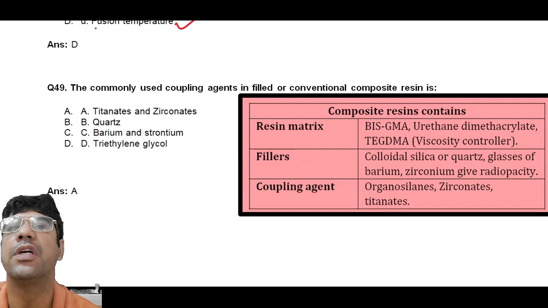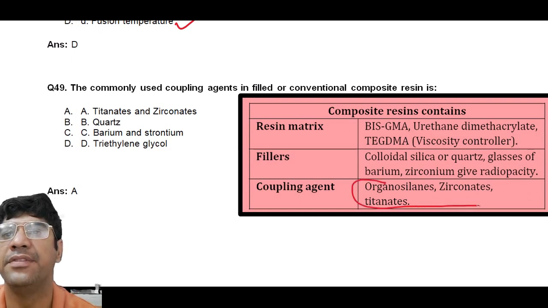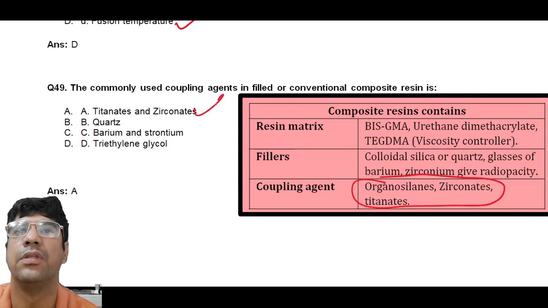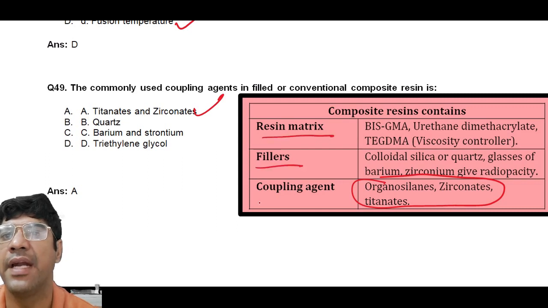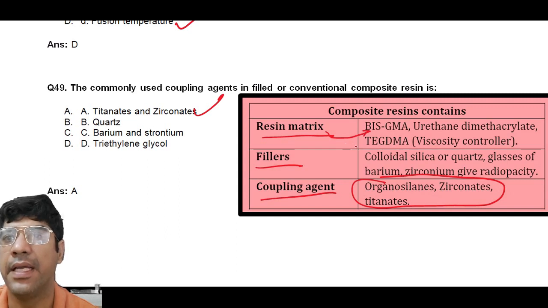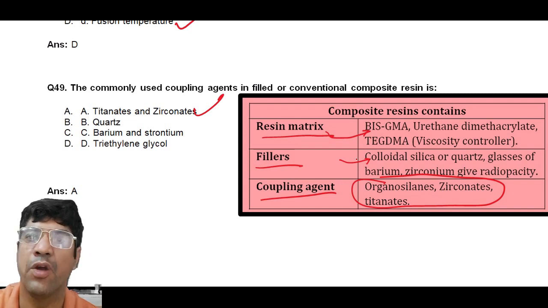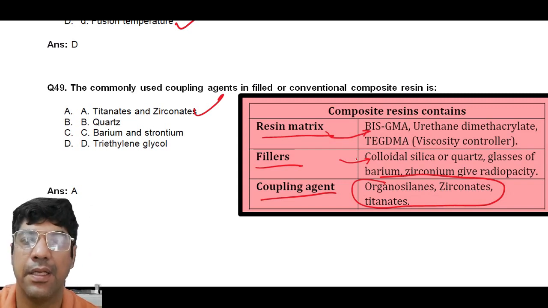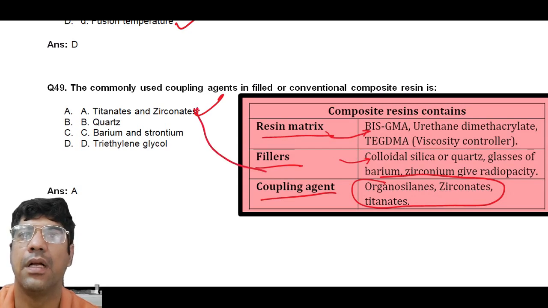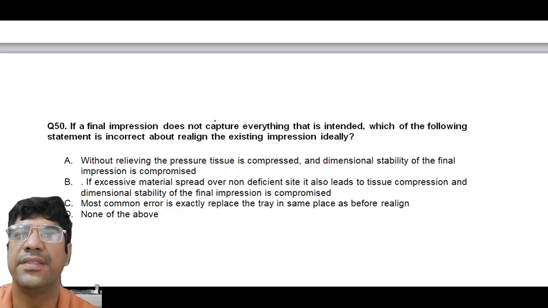The commonly used coupling agents in conventional composite are the organosilanes, zirconates and titanates. So remember the composition of composite resins: they have resin matrix, fillers and coupling agent. The resin matrix components are bis-GMA, TEGDMA, and urethane dimethacrylate. The fillers include colloidal silica and quartz, and sometimes barium and zirconium are added to give radiopacity. Coupling agents can be added. So the coupling agents are titanates and zirconates.